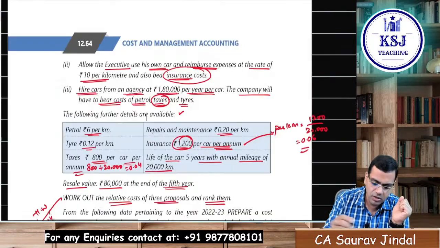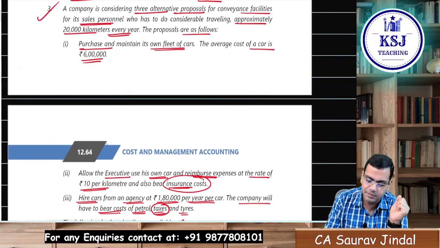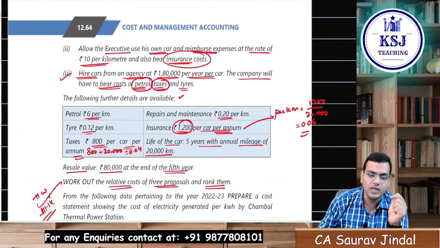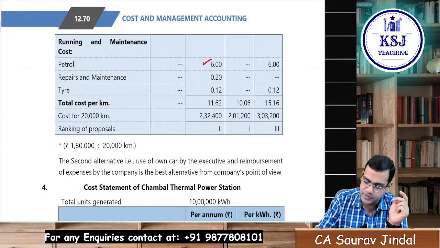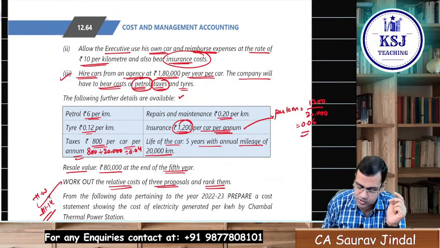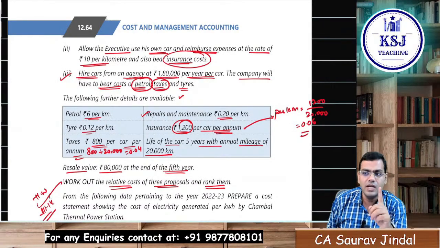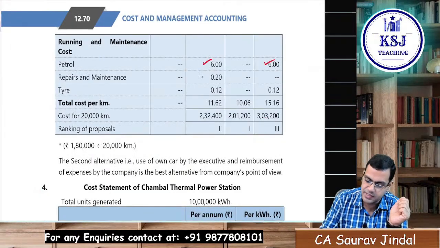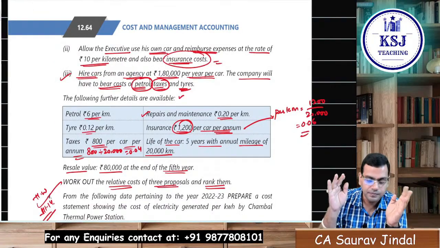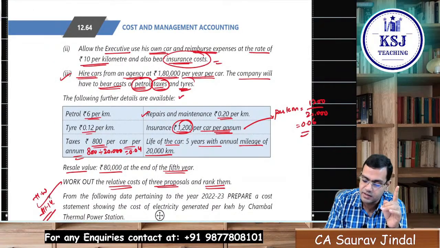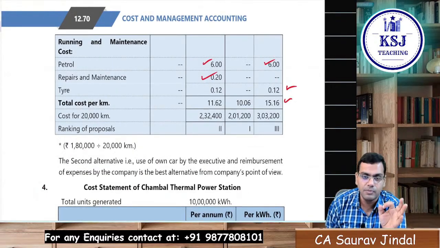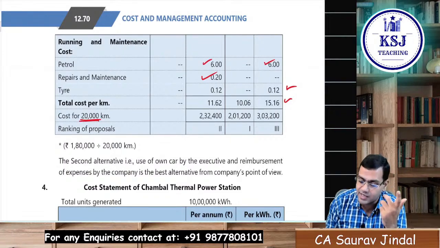Petrol cost. Petrol cost is 6 per kilometer, and it will be only if it is the own car or if it is the hired car. Here it is given the petrol expenses will be borne by the company. In the second case, it will not be borne by the company, right? So first and the third case. Repairs and maintenance, sir, it will be borne only in case of the first option. Nothing here, sir. Repairs and maintenance, first option. Tire cost in the first option, and in the third option it is specifically mentioned that the tire cost will be borne. So total cost per kilometer, what will be the total cost for 20,000 kilometers?